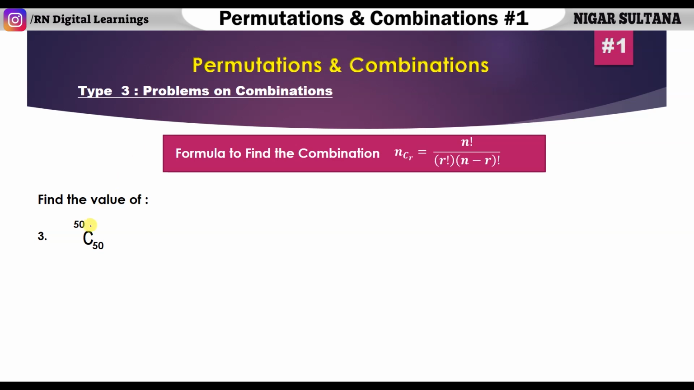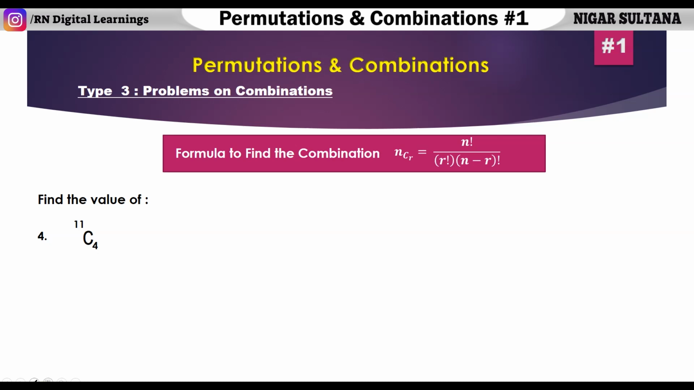So the next value is 50C50. This is in the form of nCn. In the few more formulas we have seen, nCn value is always 1, that is 50C50 is 1. If we have other numbers like 20C20, it will also give 1. Like 5C5 will also give you 1. Any values like nCn, n value can be any number, will give you 1.